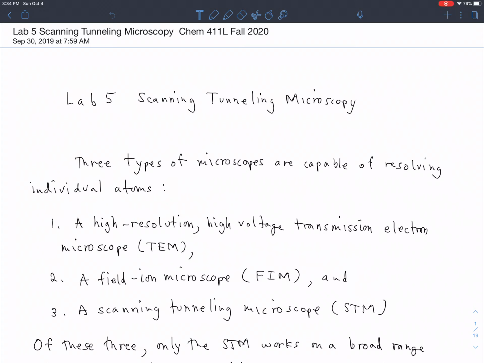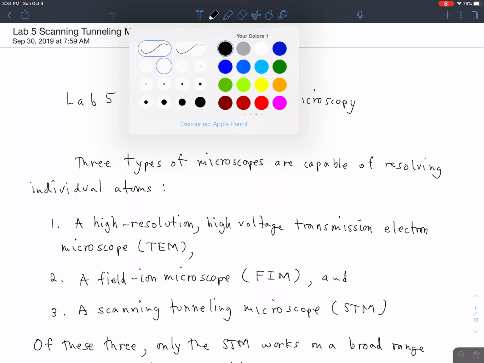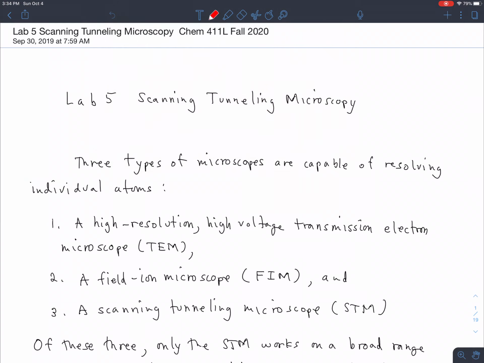All right, we are now ready to start Lab 5, which is scanning tunneling microscopy. This is a relatively simple lab. We won't be really doing much beyond running an instrument. Probably won't even be running the instrument that much because, well, we'll see how well we can get images in the new lab, but in my experimenting so far, I haven't been able to get good images, so we'll see.